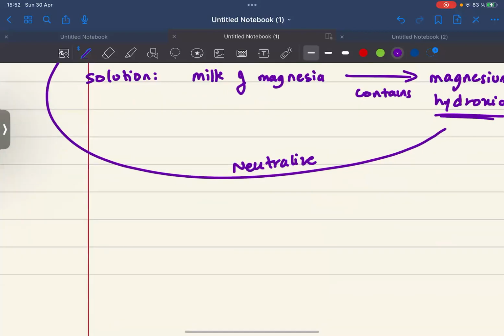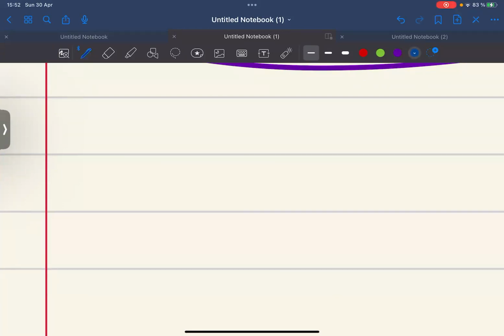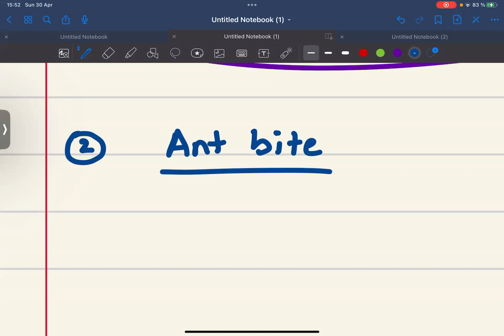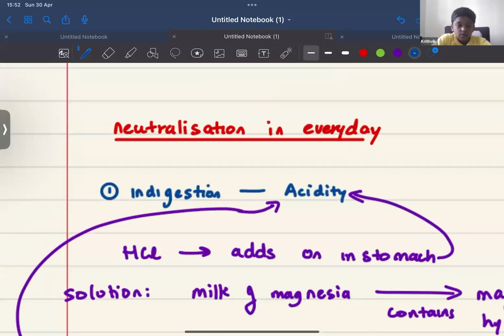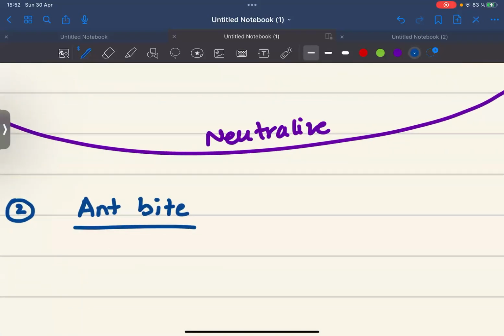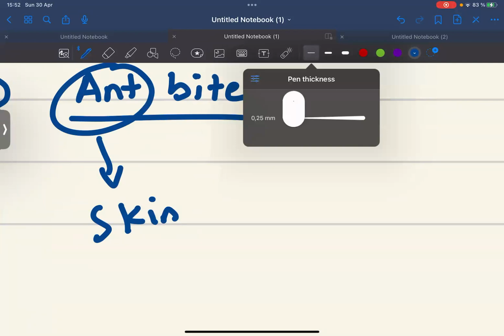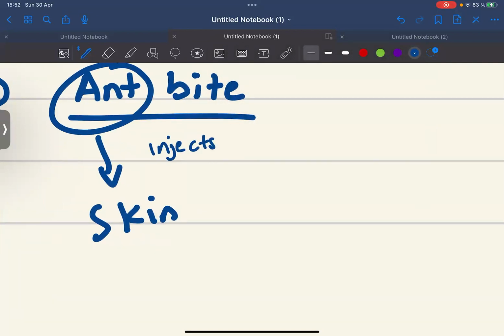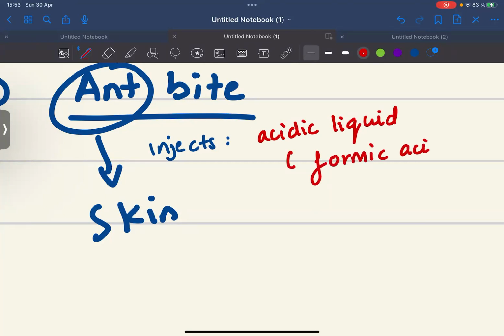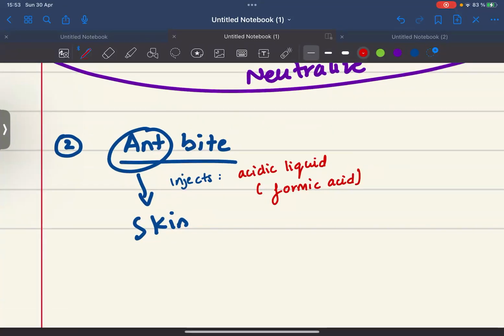Second situation is when an ant bites. So what happens to your hand when an ant bites? Ma'am, it feels itchy and it will become red in color, right? So when an ant bites, it injects an acid. It injects an acidic liquid, which is known as formic acid, into our skin. So the effect of the acid will create a burning sensation or itchy sensation.